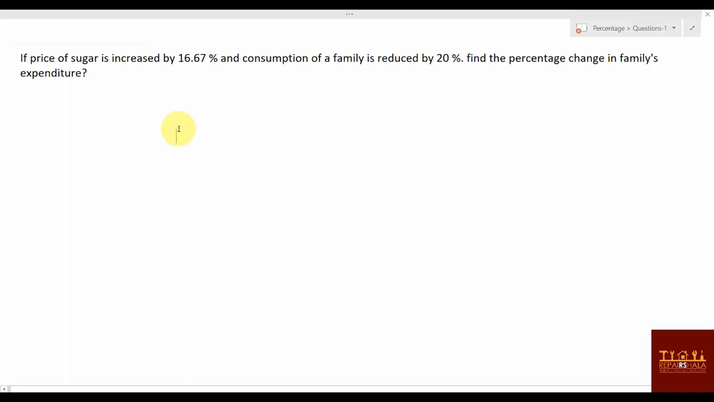Okay, next: if the price of sugar is increased by 16.67% and consumption of a family is reduced by 20%, find the percentage change in the family's expenditure. Now you know that expenditure value will be consumption into price. Just now I told you, expenditure of any family will be consumption into price. Now price is increased by 16.67%, and consumption is getting reduced by 20%.